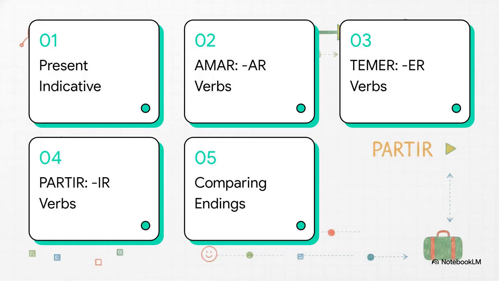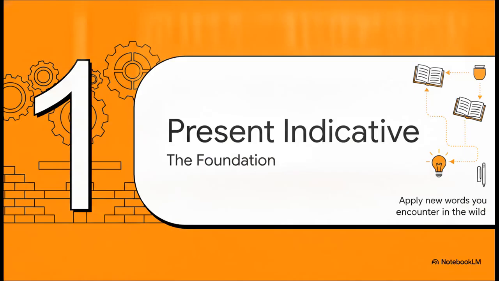Okay, here's our roadmap for today. We're going to start with present indicative regular verbs, move through the amar, temer, and partir conjugations, and finally finish up by comparing the endings to reveal a pretty massive shortcut. Section 1. Present indicative regular verbs, the foundation.